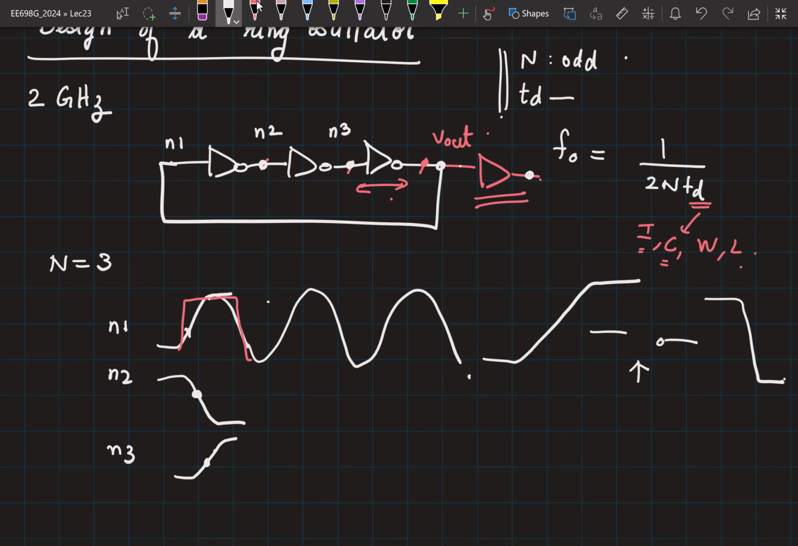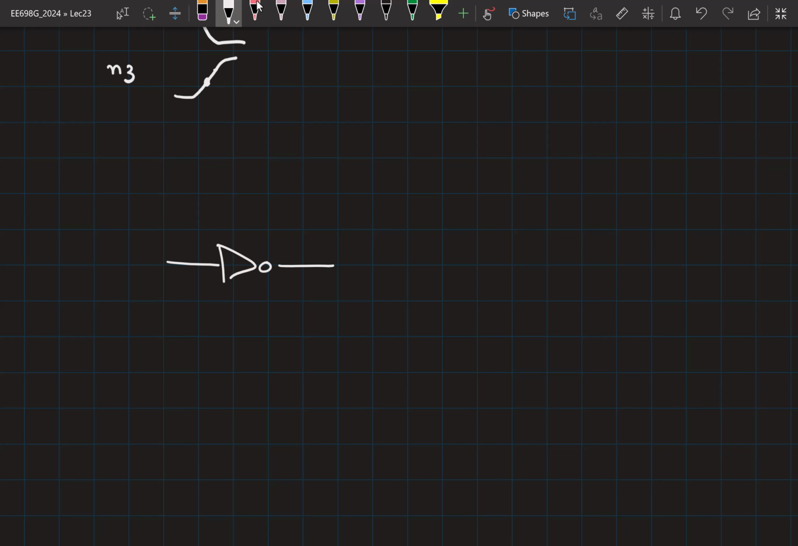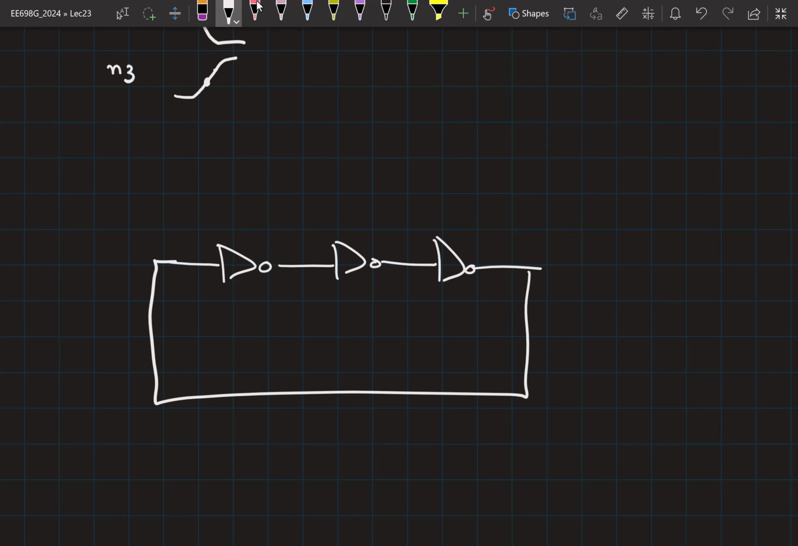Now, we are talking about adding loads here, right? What happens to your frequency? If I add a buffer here, delay increases. The frequency is going to reduce, right? In practice, if you create a ring oscillator, this ring oscillator is going to drive something. You don't just put a ring oscillator there for the sake of putting it. Which means your ring oscillator should definitely have a buffer then. Yeah, it's most likely going to have a buffer.